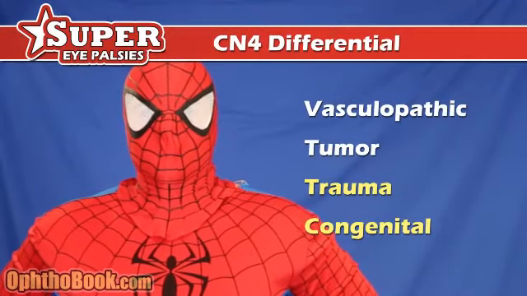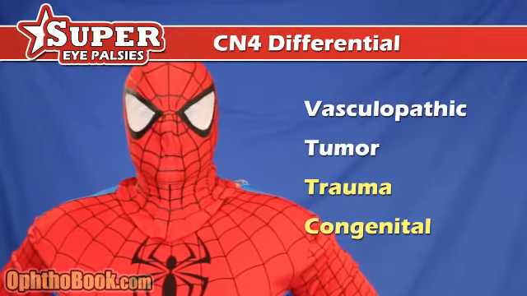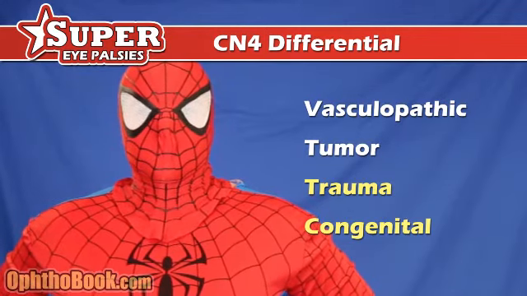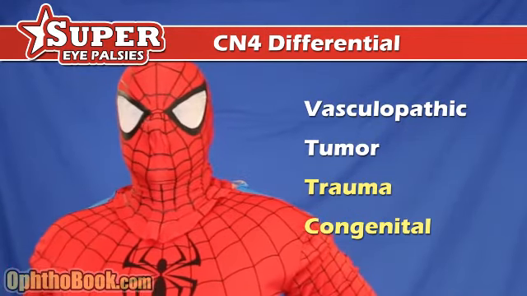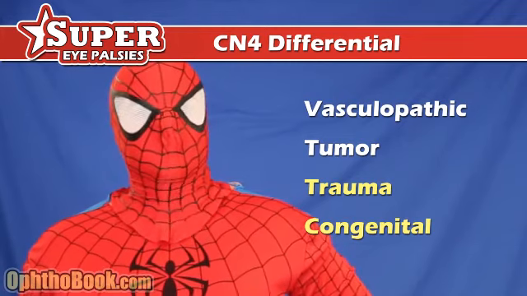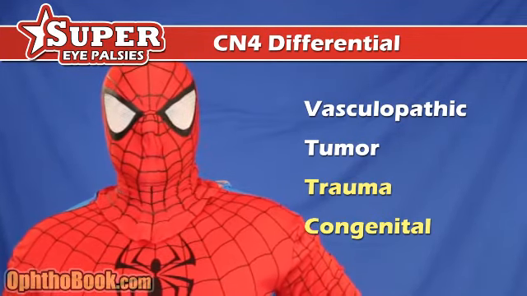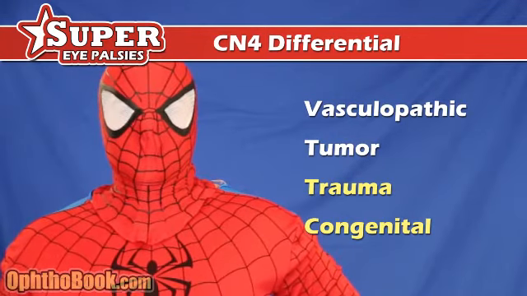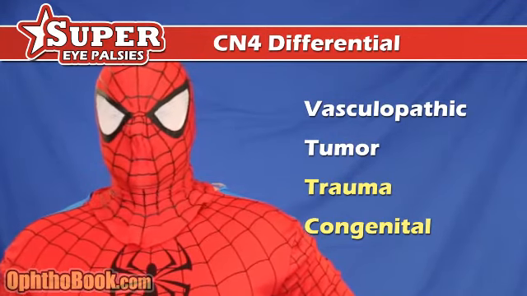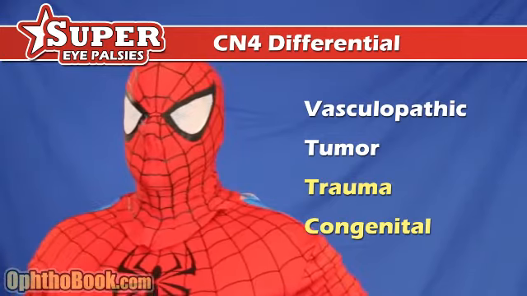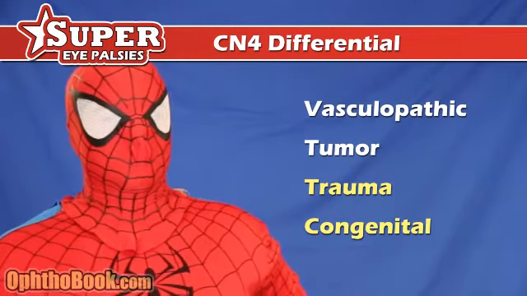So we go through our differential. As always, vasculopathic. Diabetes, high blood pressure, he doesn't have it. Tumor, kind of young to have a tumor, but possible, I suppose. Trauma, he has no history of trauma, but congenital is probably the one that's most likely, and certainly in youth, fourth nerve palsies, majority of them are congenital. But how do we tease that out? How do we know if it's congenital? We don't know. A couple of things we can try.